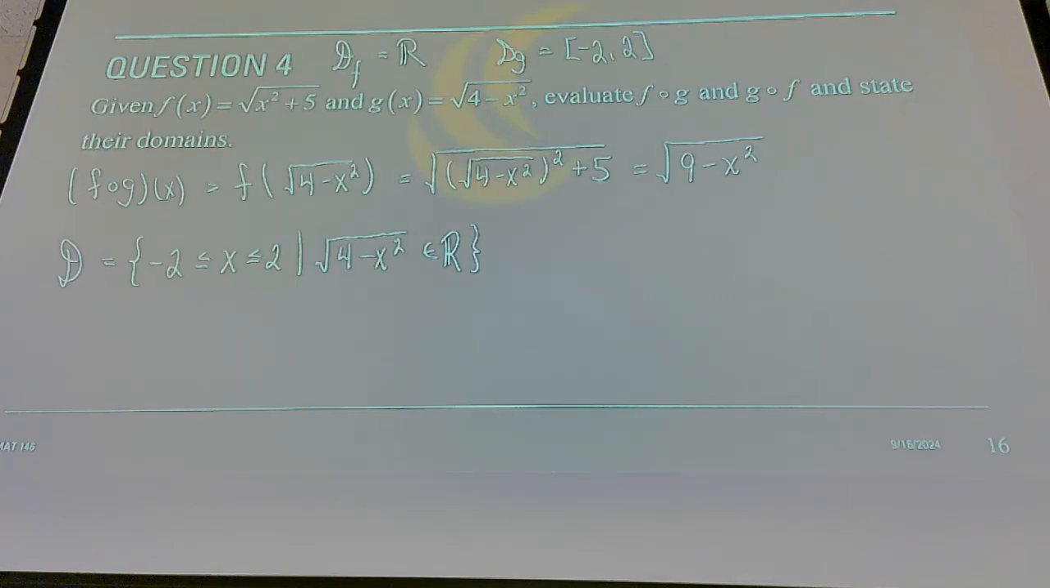The answer is obvious. It's staring you in the face. Between negative 2 and positive 2, because it's just the domain of g, right? There's the domain of the composite. Look at the square root of 9 minus x squared individually. What is the domain of that? So what would the domain of the square root of 9 minus x squared be?